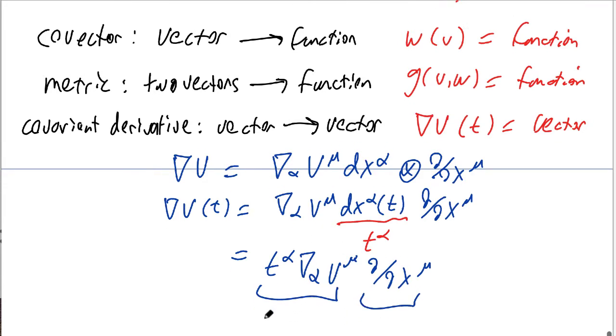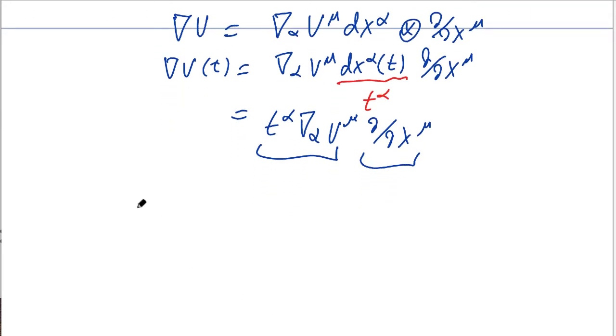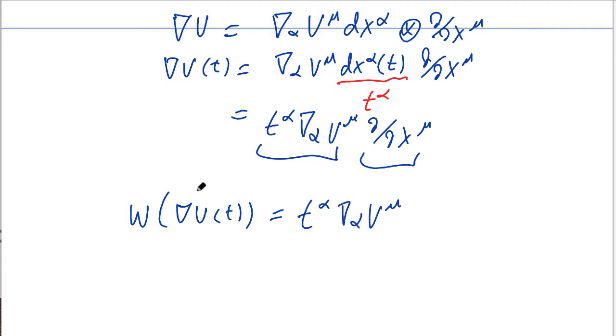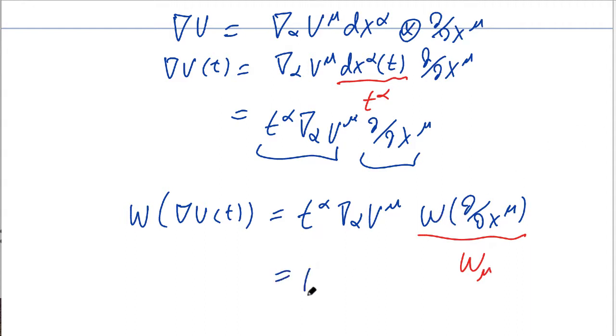Since this is a vector, we can act on it with a covector. So if w is a covector, we can let w act on ∇_t v, so that would be t^α ∇_α v^μ, then w acts on this vector, and when w acts on that vector, it just gives the w_μ component of this covector. So this is t^α ∇_α v^μ times w_μ.